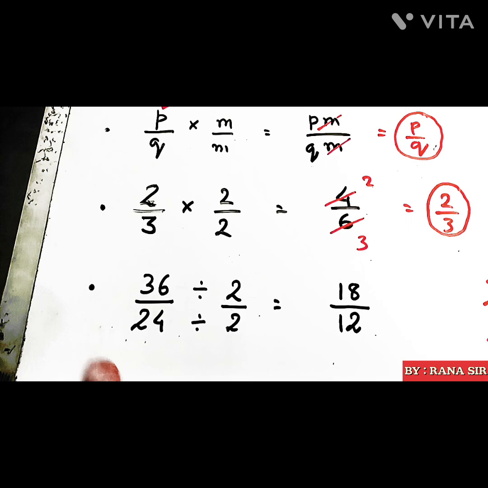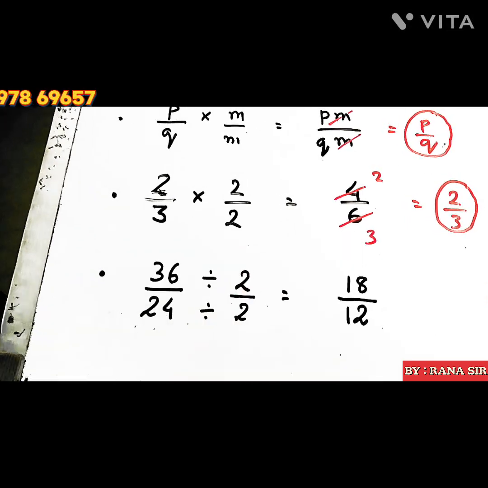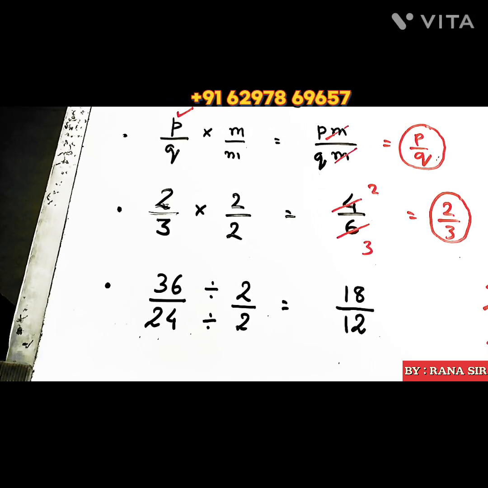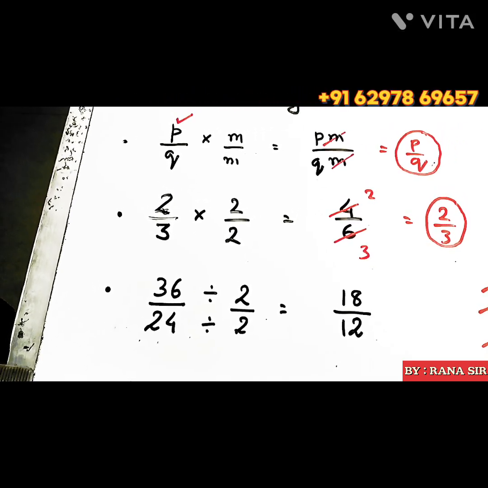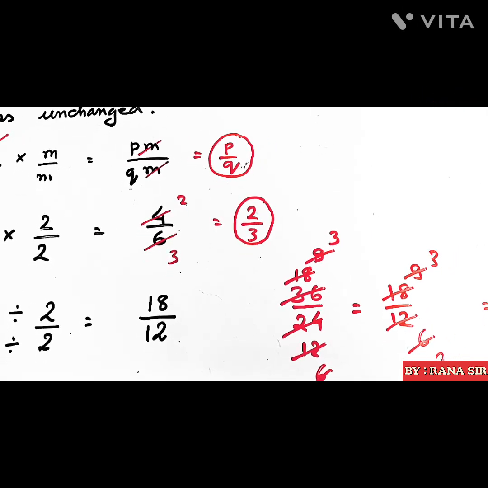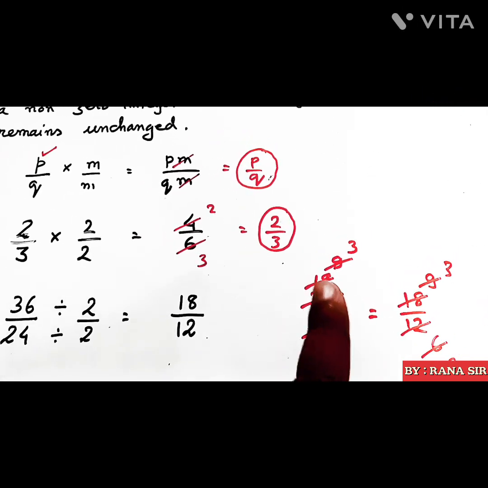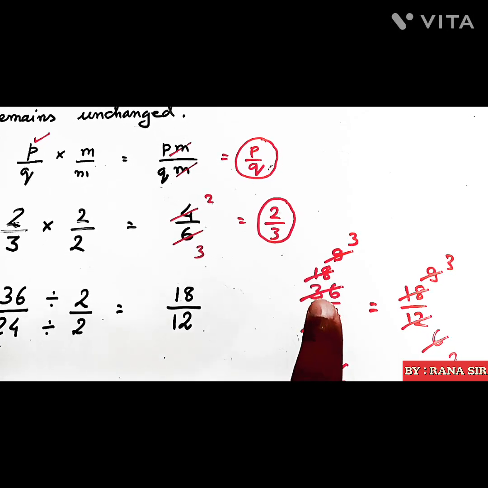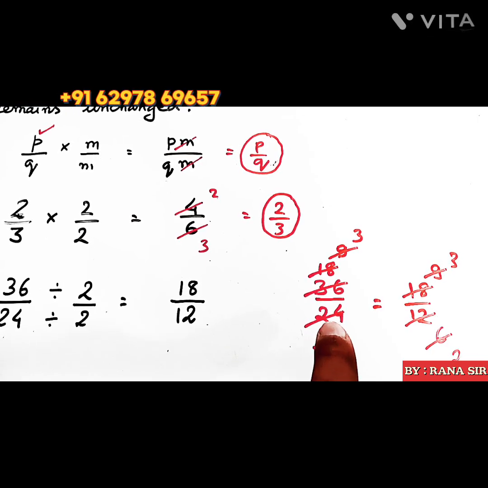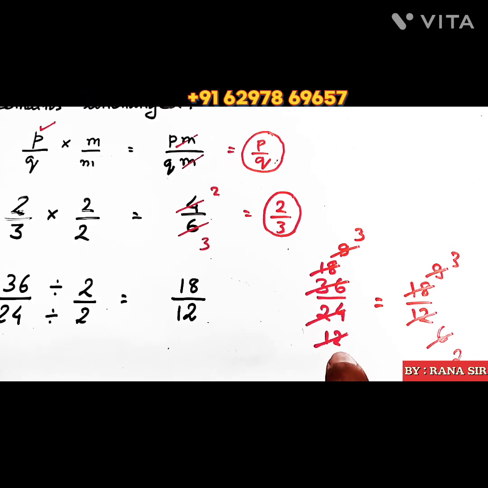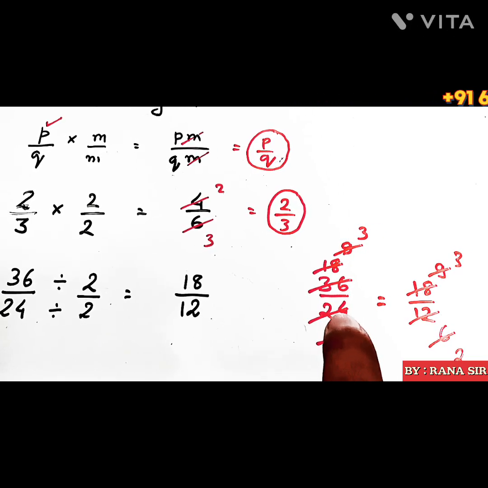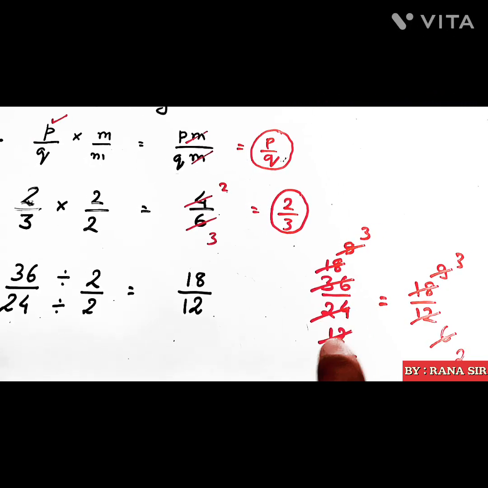36 by 24. If I divide by 2, what will happen? 36 divided by 2 is 18. 24 divided by 2 is 12. 18 by 12. Now let's see, 36 by 24 and 18 by 12. Is it the same? I divide 36 by 2, it becomes 18. I divide 24 by 2, it becomes 12. So if I reduce 36 and 24 by 2, the result is 18 by 12.